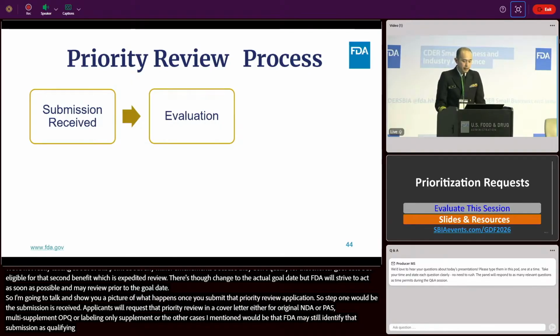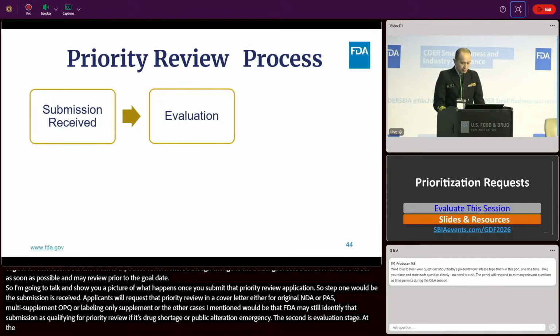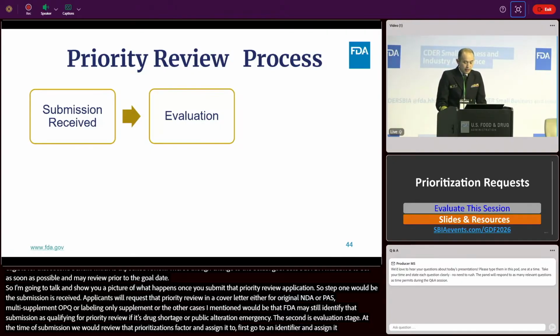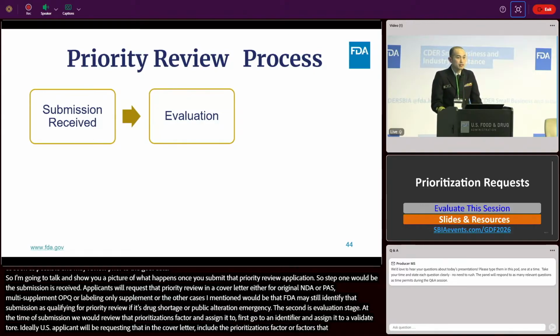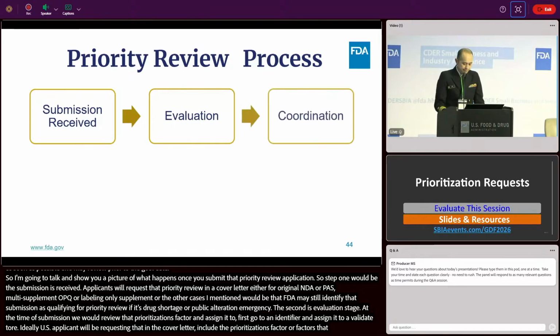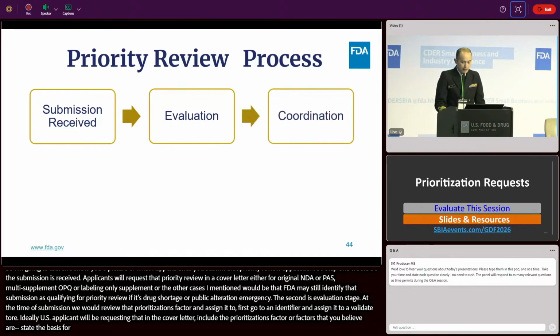The second step would be the evaluation stage, which is at the time of submission, we would review that prioritization factor and assign it, it would first go to an identifier, and then we would assign it to a validator. Ideally, you as the applicant will be explicitly requesting that in the cover letter, include that prioritization factor or factors which you believe qualify for the priority review, and state the basis for the request, including sufficient documentation.